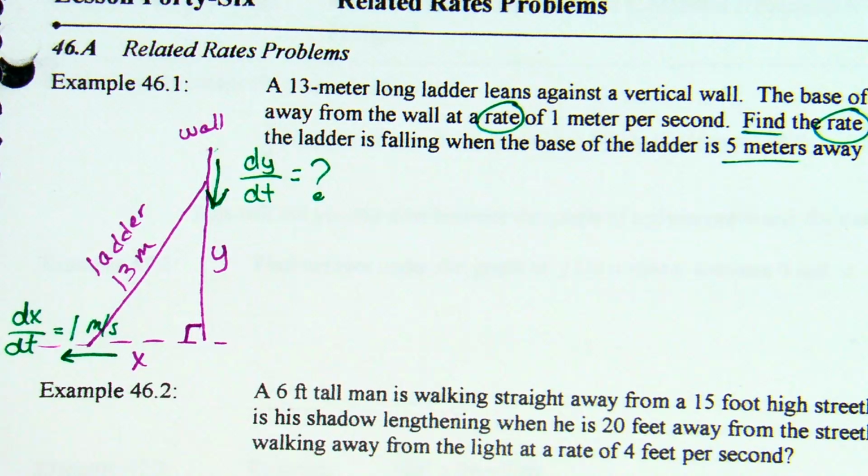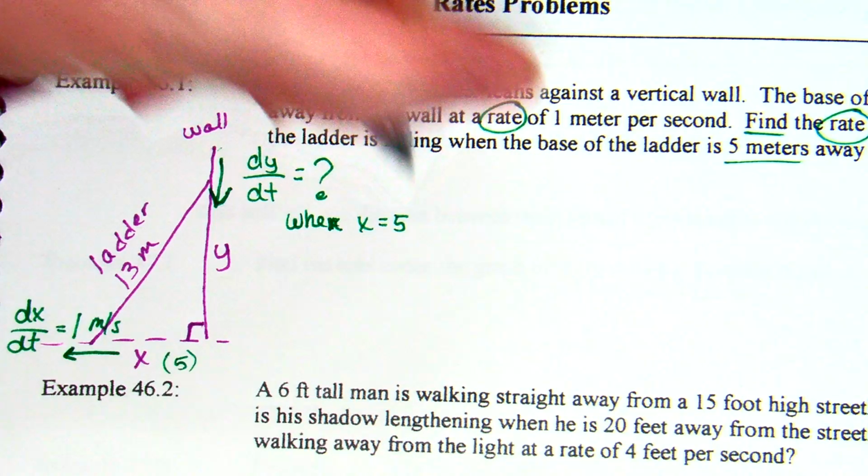What is 5 going to end up going in for eventually? That's going to be your x value. We're not going to put it in yet, but we're going to think that eventually x is 5. So we're going to find dy/dt when x equals 5.